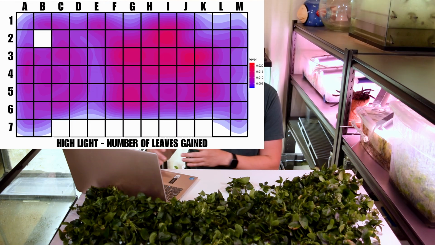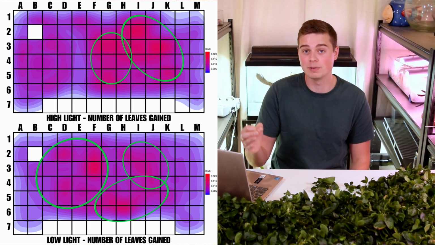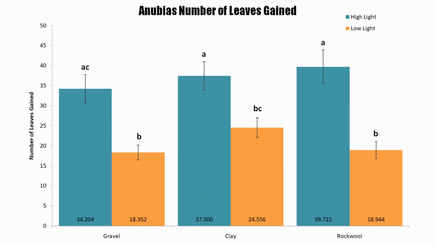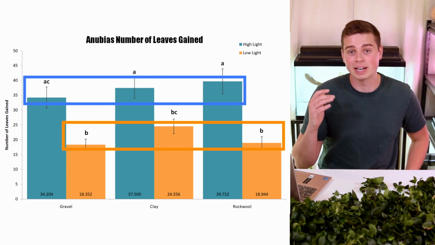Alright, so next up we're looking at the number of leaves that were gained on our plants, and this is where things actually get really interesting. So again, when looking at the heat maps, we can see that there's a very similar trend happening where there are a few individual plants that really excelled in this experiment. However, when looking at the averages across all 6 treatments, there are drastic differences that can't be ignored.